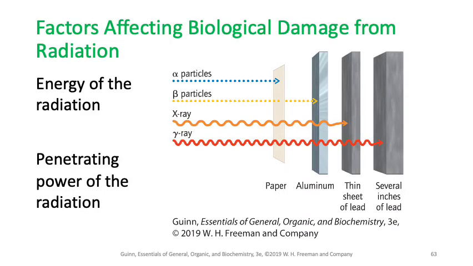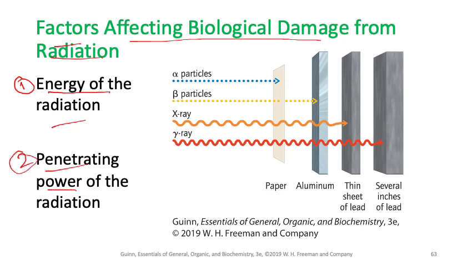So now let's talk about the factors that might affect the biological damage from the radiation. There are two factors that depend on how much damage a particular ionizing radiation can cause to a biological sample. The first one is the energy of the radiation, how much energy that radiation has. The second one is the penetration power of that radiation. What is penetration power? It is the measure of the extent to which a particular type of radiation passes through matter, right? How much distance that particular radiation can pass through matter. That's your penetration power.